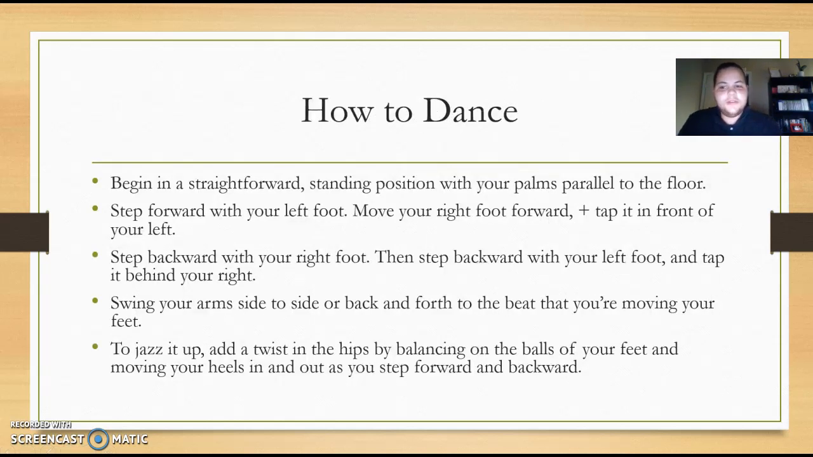So, how do you do the dance? Well, you begin in a straightforward and standing position with your palms parallel to the floor. You step forward with your left foot and move your right foot forward. You tap in the front of your left and step backward with your right foot. And then you step backward with your left foot and tap it behind your right, swinging your arms from side to side, back and forth to the beat that you're moving your feet. And to add some jazz to it, you twist your hips and balance on the balls of your feet, moving your heels in and out as you step forward and backward.